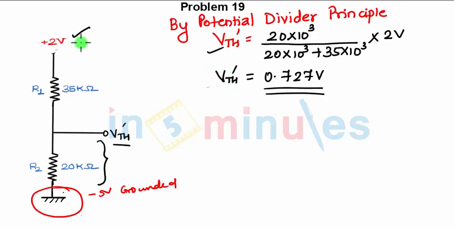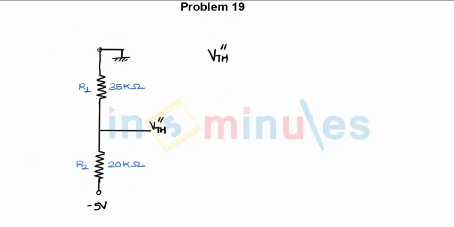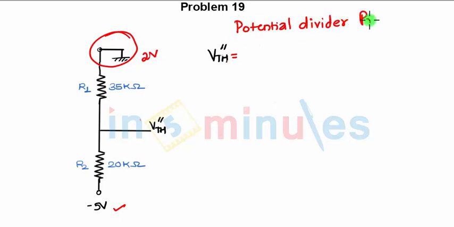This is how we have found the first part, VTH dash. Now we'll ground 2 volts and consider minus 5 volts. Here we have grounded the 2 volt voltage source and we are considering the minus 5 volt voltage source. Now what will be the equation for VTH double dash? Again by the potential divider principle you can find VTH double dash.